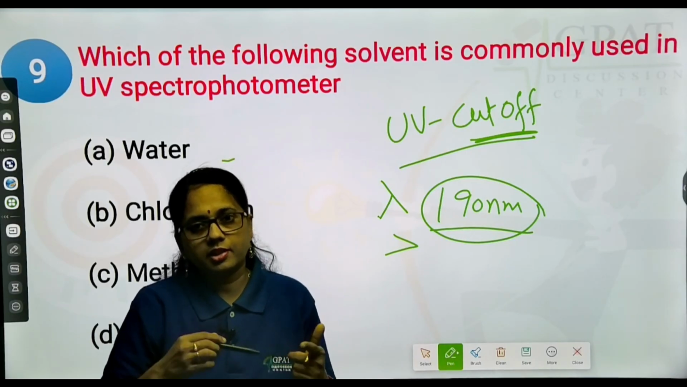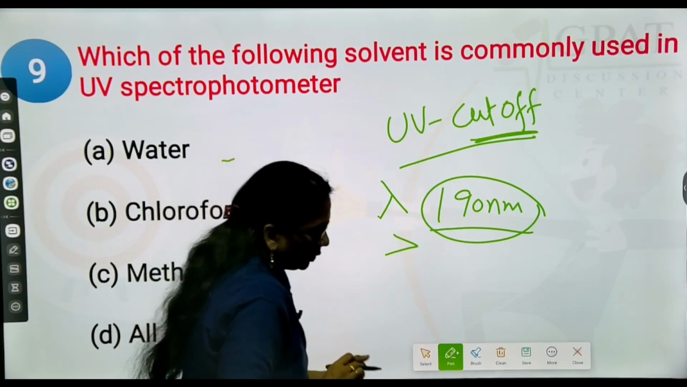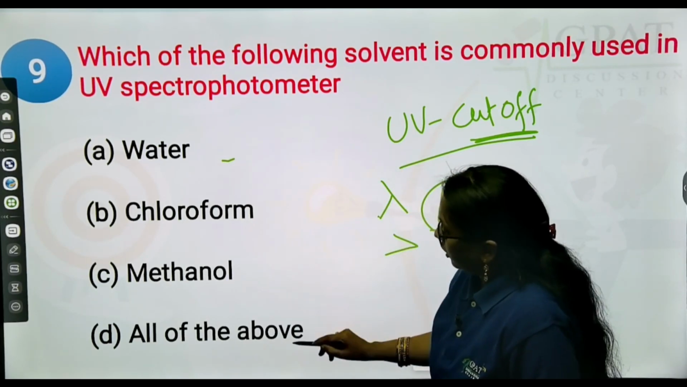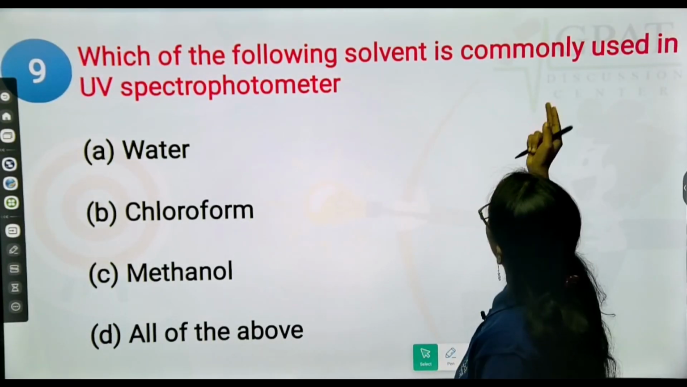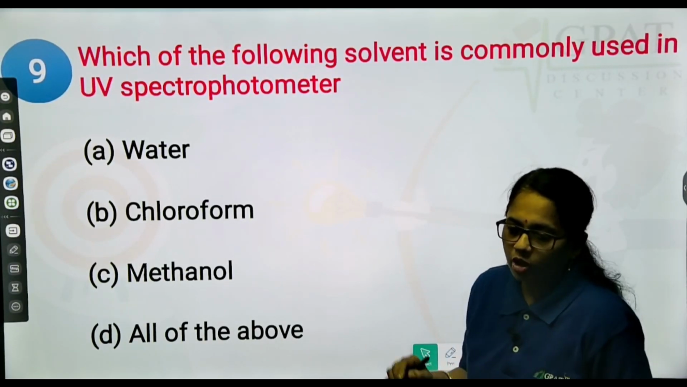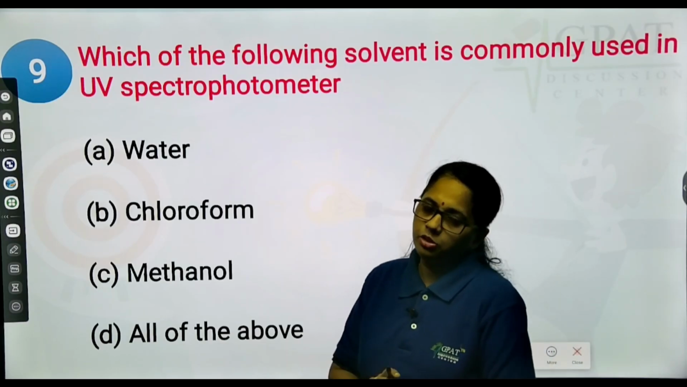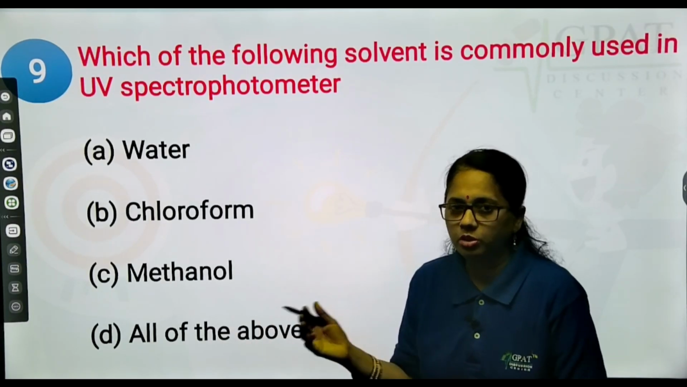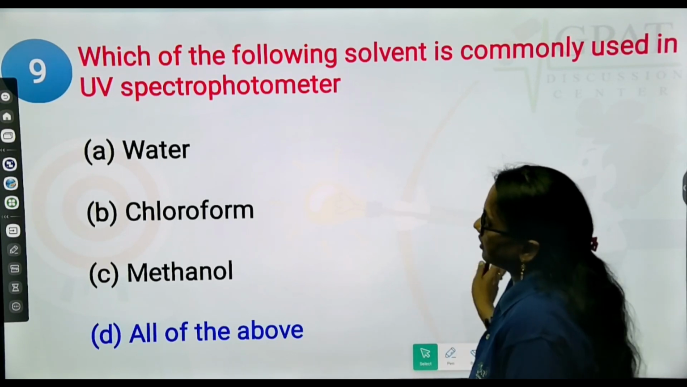So it is an interference that is not acceptable, right? So that is the UV cutoff point. Here they have given water, chloroform, methanol and all of the above. That means, what are the different types of solvents? Generally, all these solvents are preferred in the UV spectrophotometer, but depending on the UV cutoff point you need to select that. Okay, so option D is going to be the right answer.